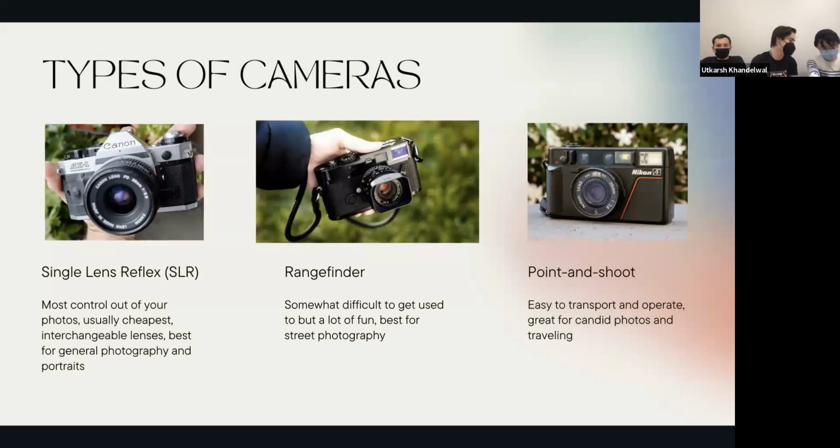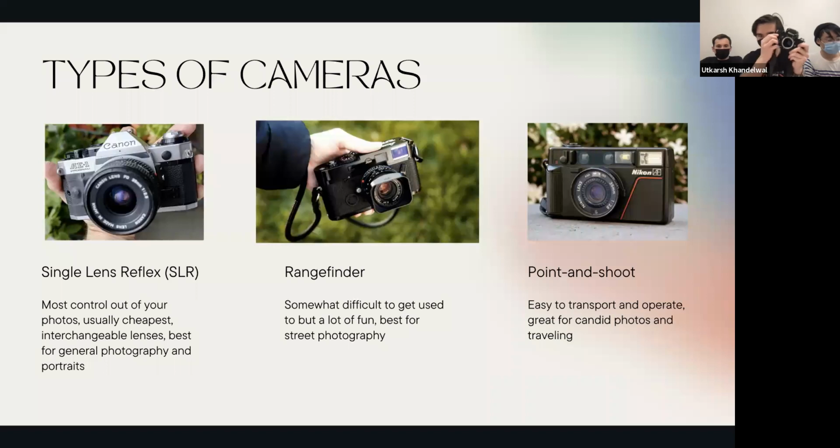So the first type of camera is called a single lens reflex, or an SLR camera. This is mine, a Nikon F2. Basically what this means is that if you take the lens off, which I'm failing to do right now for some reason, come on.